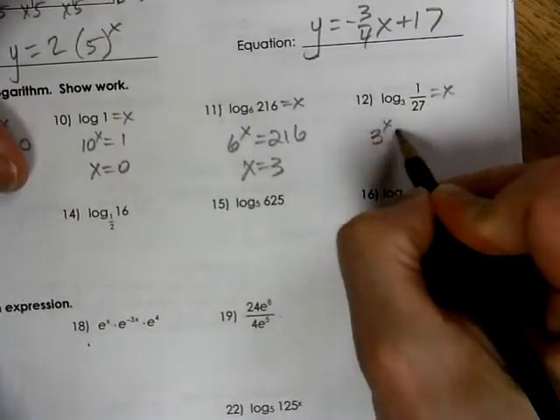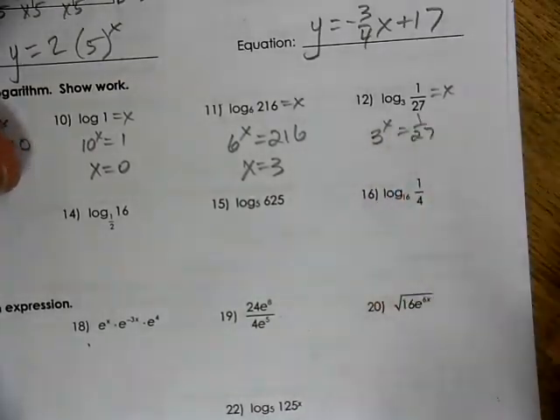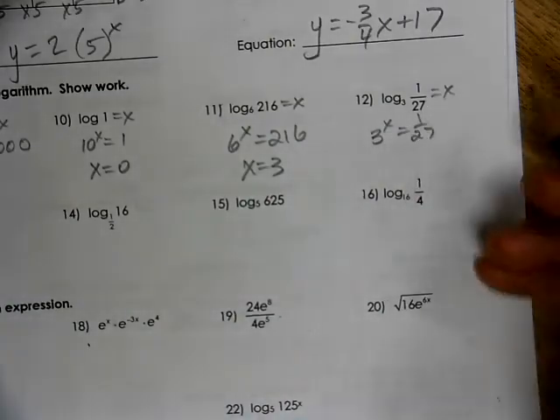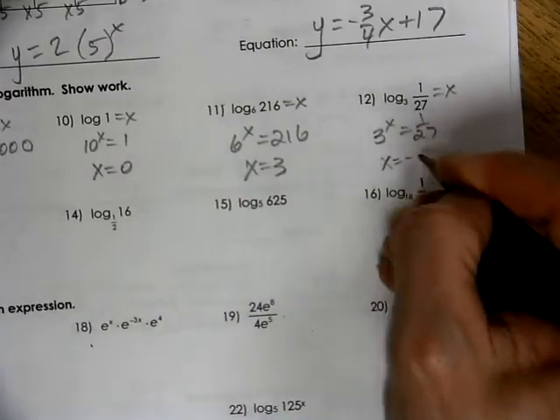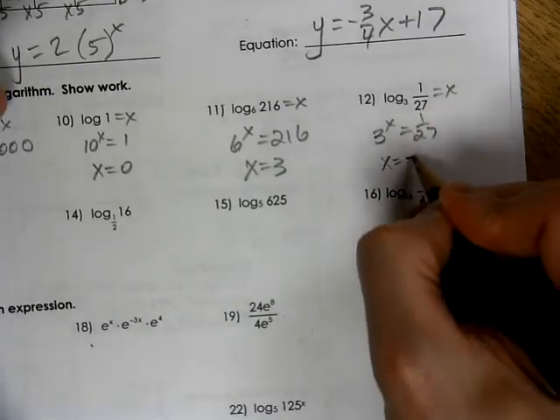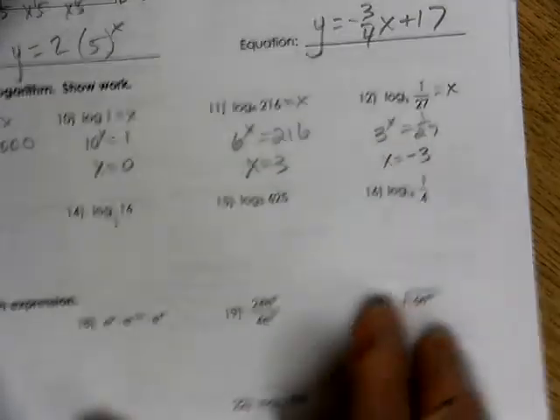This is 3 to what power equals 1/27. Well, notice there's a fraction on one side but not on the other. I know I'm going to have a negative. That's what makes the fraction. And then 3 to the 3rd power is 27.